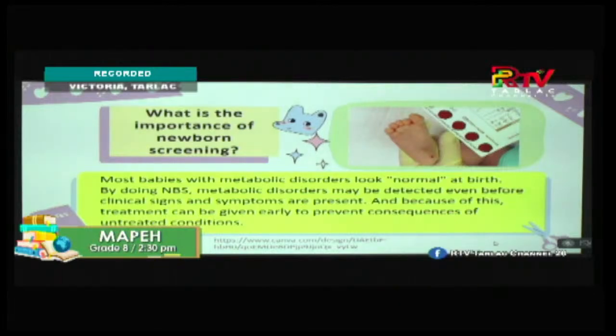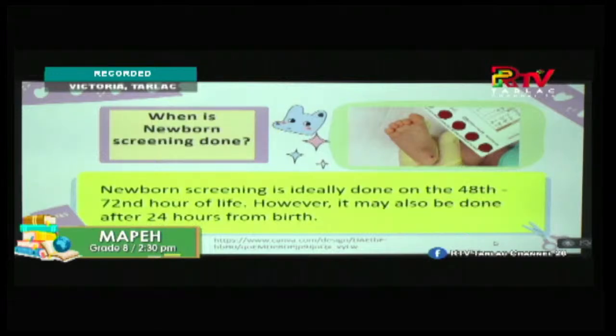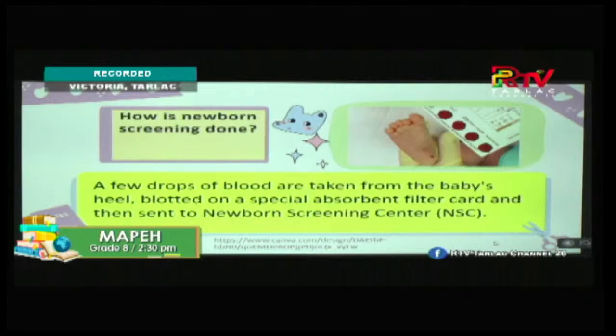So when is screening done? Newborn screening is ideally done on the 40th to 72nd hour of life. However, it may also be done after 24 hours from birth. So how is newborn screening done? A few drops of blood are taken from the baby's heel, blotted on a special absorbent filter card, and then sent to the newborn screening center.